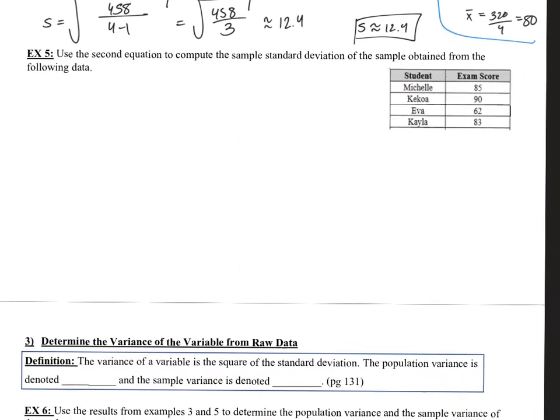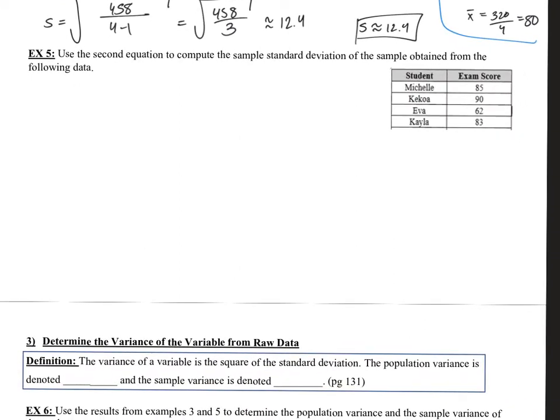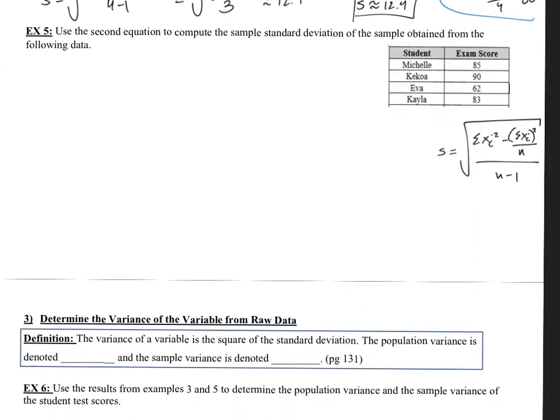Alright, so now let's use the second equation to compute the same thing. So the second equation, which should give us pretty much the same result, sum of the xi squareds minus the sum of the xi, square that, divided by n all over n minus 1. Well, we already know what n is. N is 4, because we have 4 data items. Now we just need to find xi and the xi squareds. So the nice thing about this formula is it cancels out the need to find the mean. Notice in the other one we had to find the mean. In this formula, we don't need to find the mean.